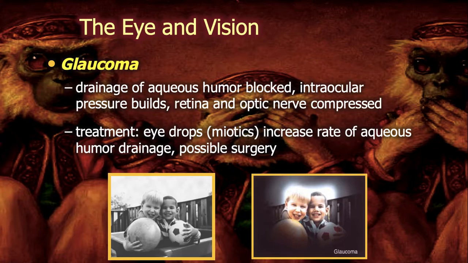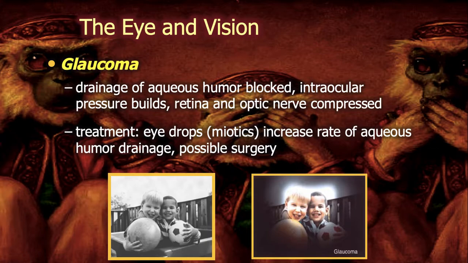And as it builds up, your pressure builds. As the pressure builds in your anterior chamber, it pushes back on the posterior chamber, onto that vitreous humor. And the vitreous humor can put pressure on your retina and on your optic nerve. And we know from our previous discussion of nerves that pressure on nerves is not good, right?